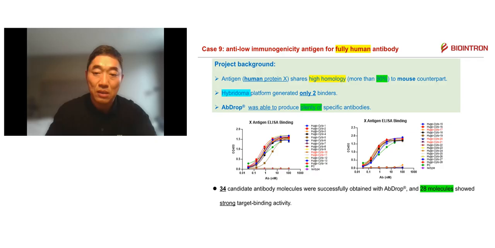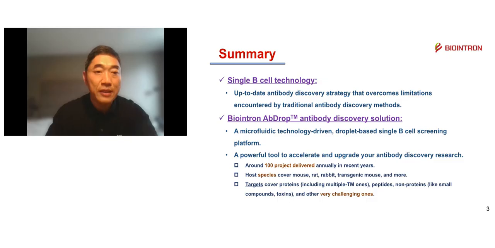Okay, I think this should be the last case study. So I'm going to end my seminar with this summary. As we have seen, single B cell technology, compared to traditional ones, is an up-to-date antibody discovery strategy that can overcome limitations encountered by traditional antibody discovery methods: time-consuming, labor-intensive, very poor CDR diversity, and not able to meet advanced functional requirements. There is a lot of trouble with some non-protein targets, and many more, and it is also very bad for some very challenging targets. But with a single B cell solution like Biointron's AbDrop, we can do that.